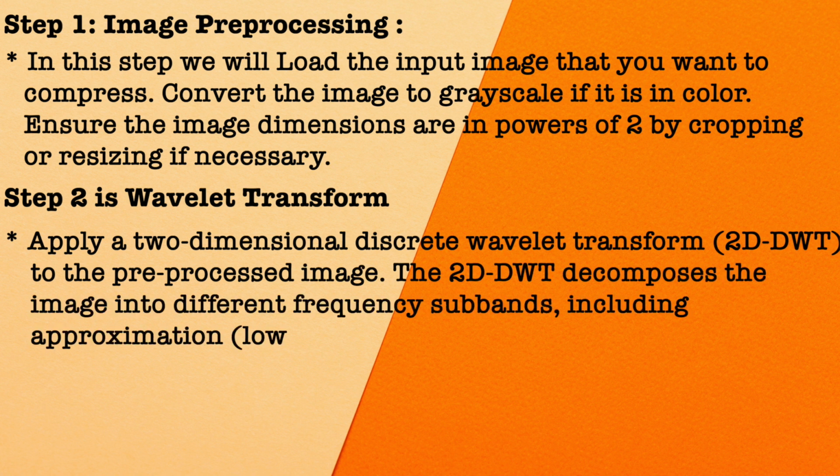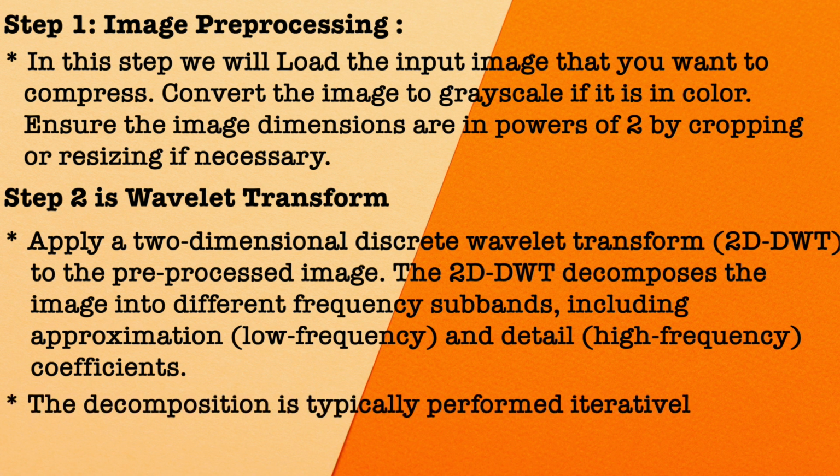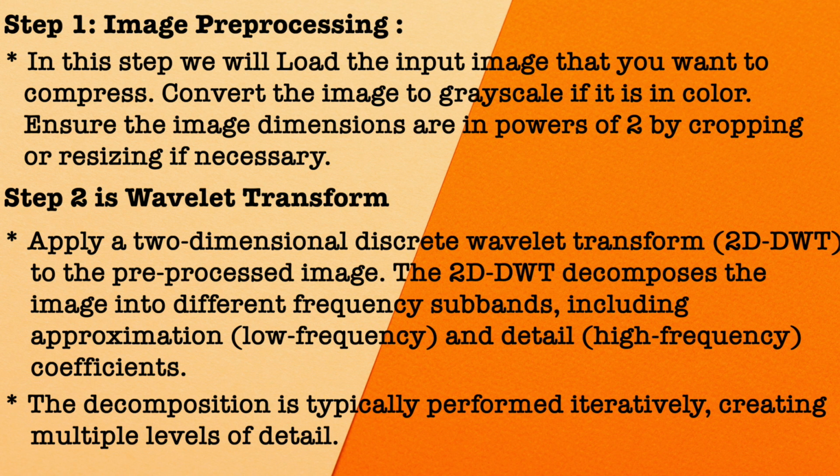Apply a two-dimensional discrete wavelet transform to the pre-processed image. The 2D DWT decomposes the image into different frequency subbands, including approximation (low frequency) and detail (high frequency) coefficients. The decomposition is typically performed iteratively, creating multiple levels of the details.